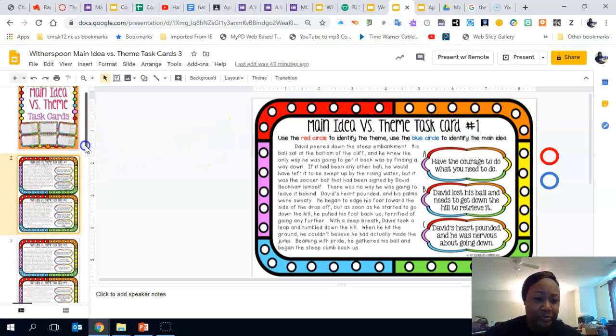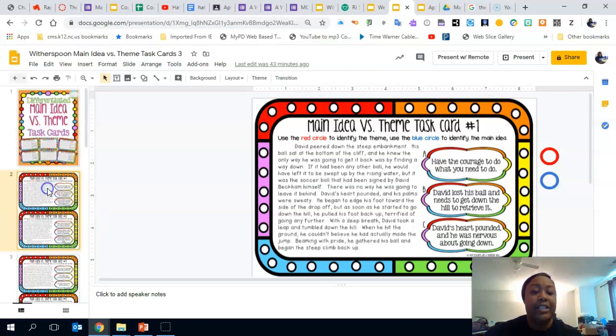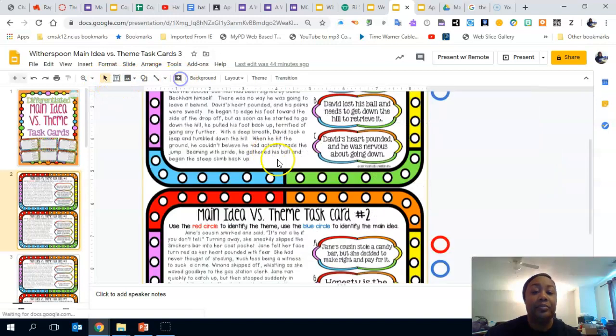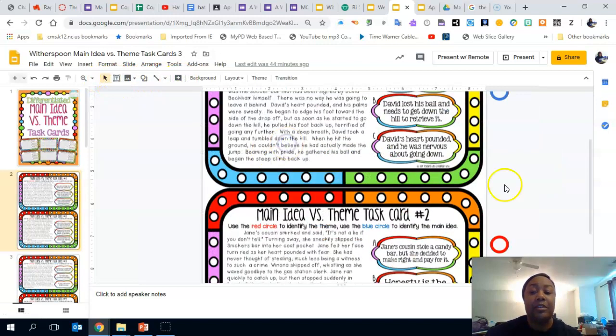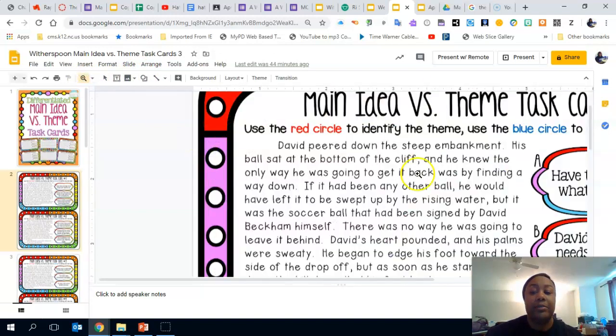I'm going to model two, and then you'll do the rest. It says here, we're going to use the red circle to identify the theme and then use the blue circle to identify the main idea. Here are your circles. I can hit the plus sign to make it a little bit bigger so that you can see it. Or, when you're doing it, you can make it as big as you need it to.